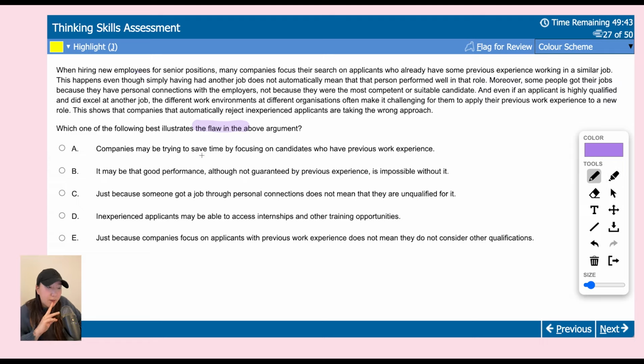Companies may be trying to save time by focusing on candidates who have previous work experience is nothing to do with the argument. It may be that good performance, although not guaranteed by previous experience, is impossible without it. I think that's a fair and accurate summary of the flaw. So basically, there are reasons why good performance might not be sufficient. So this is one of the flaws that we talk about: something is necessary but not sufficient. So this would be that case, right? So in this case, we're basically saying you need it, but maybe it's not always the case.